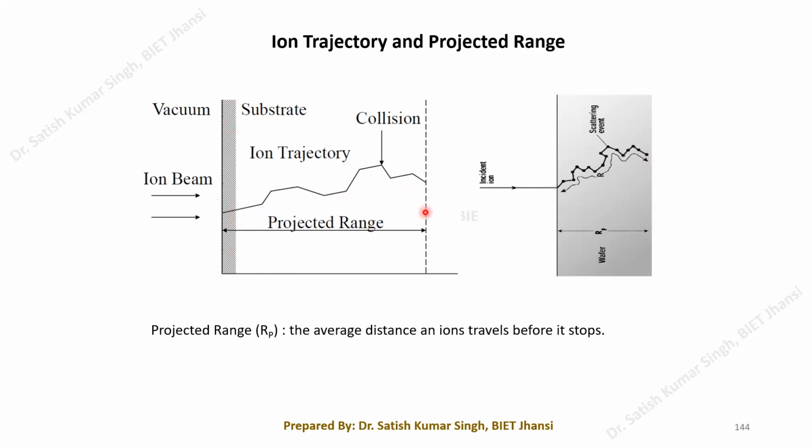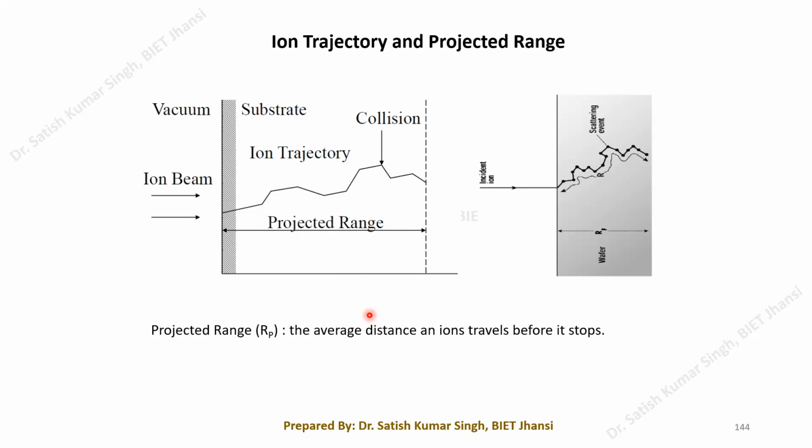So if it has stopped at this point somewhere, then you can measure from the top of the surface up to this point. Generally, this depth where the ion beam got stuck, or you can say has stopped, is called the projected range. That particular depth is known as the projected range.